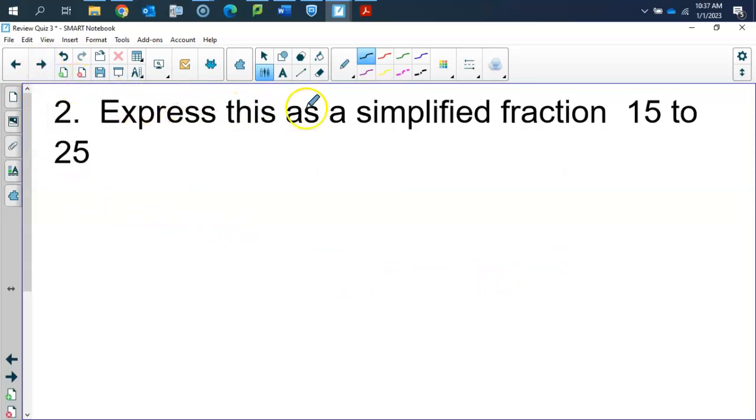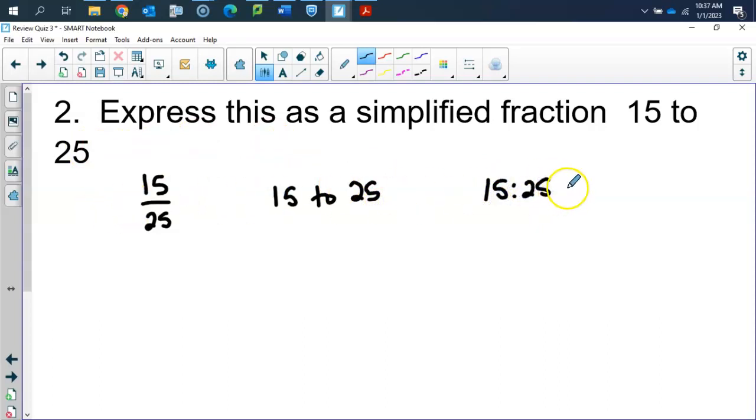All right, express this as a simplified fraction, 15 to 25. Go. Well, 15 to 25 written as a fraction would look like this. Remember, you can write a ratio multiple ways. 15 to 25, we could do 15 to 25, which is how they gave that to us, or we could do 15 to 25. They all mean exactly the same thing. We like to look at it as a fraction, though, to simplify it. Divide these both by 5, and we get 3/5. So your answer should have looked like that.